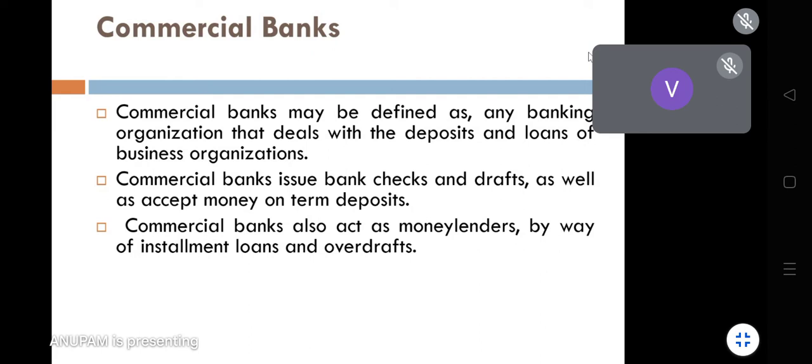Okay. So overdraft facilities are not given to all persons. Only trusted customers of the bank will get that facility. Okay, is it clear now what overdraft is?